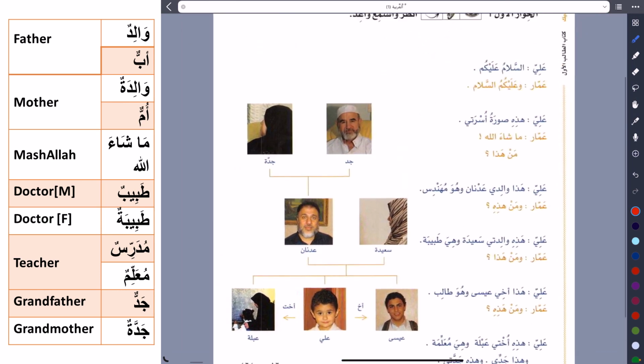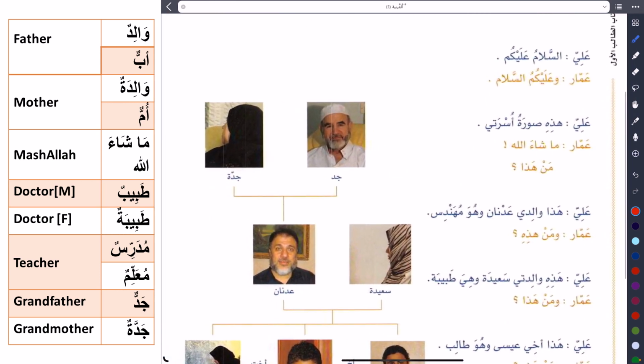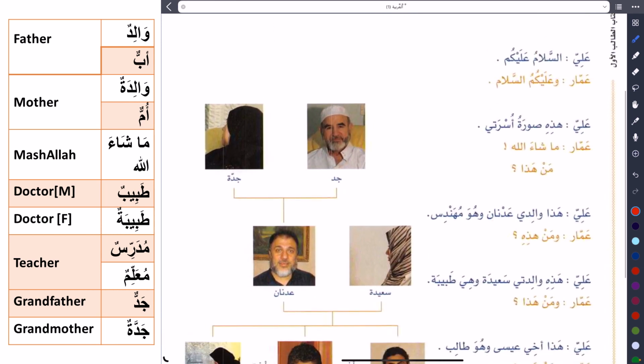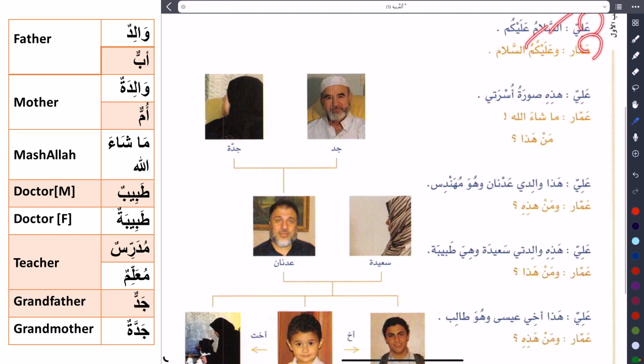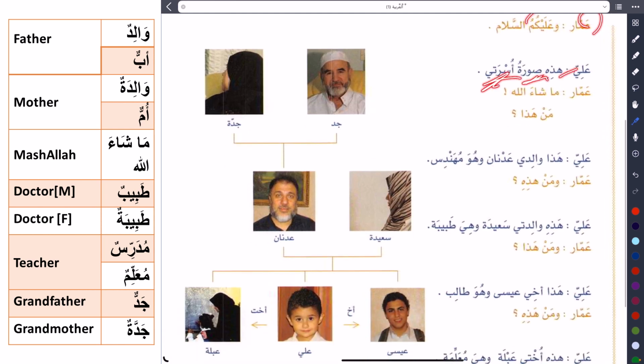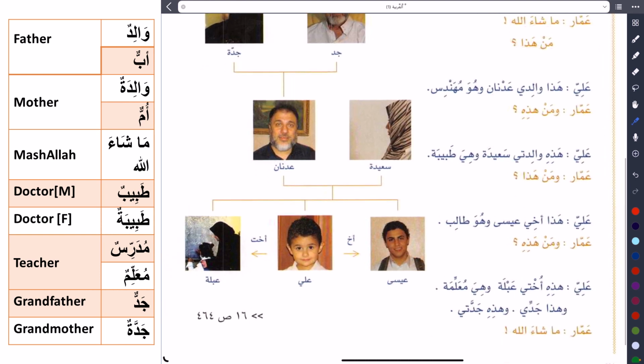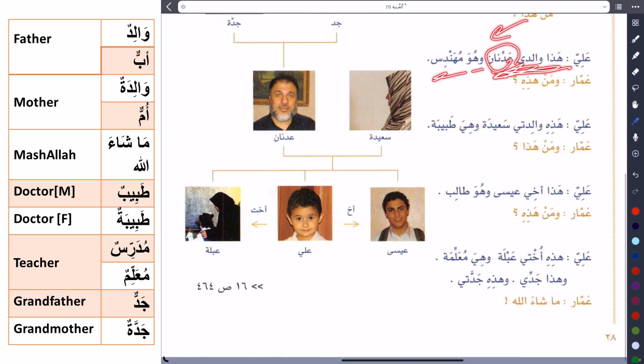As you see now, we have completed the whole dialogue. This dialogue between Ali and Ammar. Salamu alaikum, alaikum salam. This is a picture of my family. We said an important rule, the attribution rule. And then Ammar says, MashaAllah, how wonderful, how great is this. Man هذا, who is this? For masculine. This is my father, Adnan, and he is an engineer.